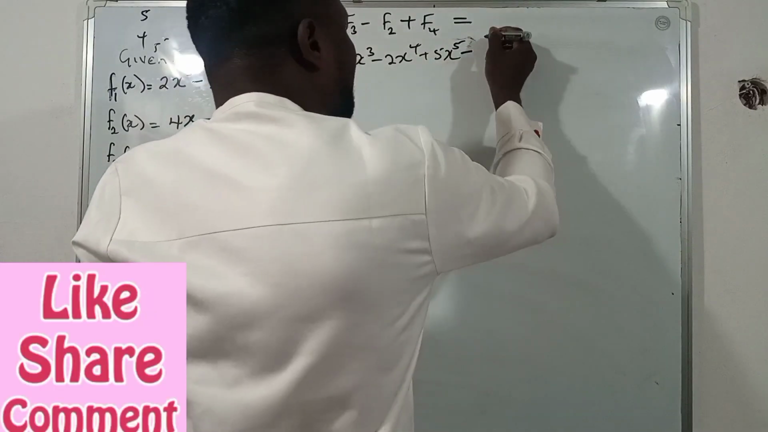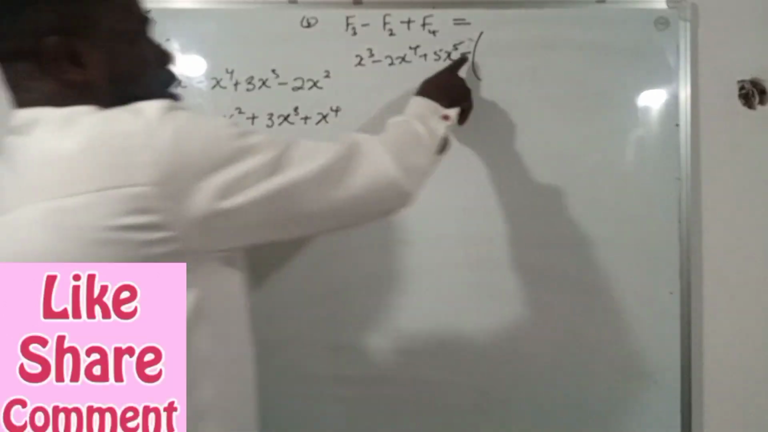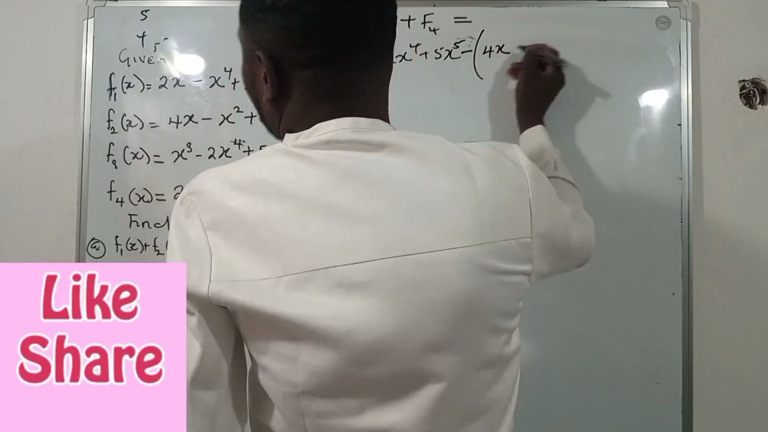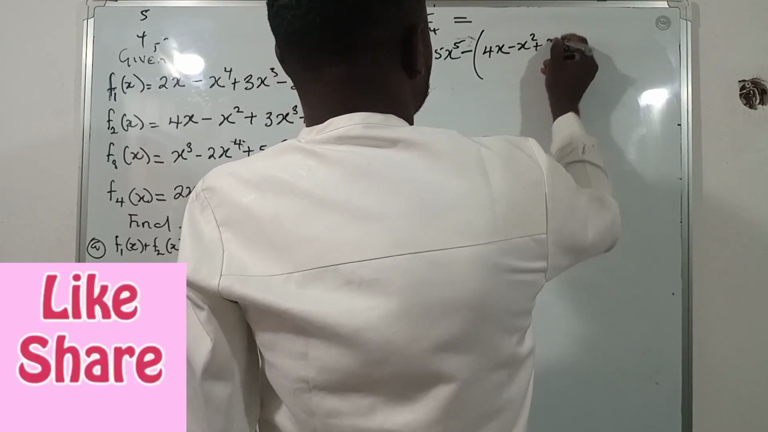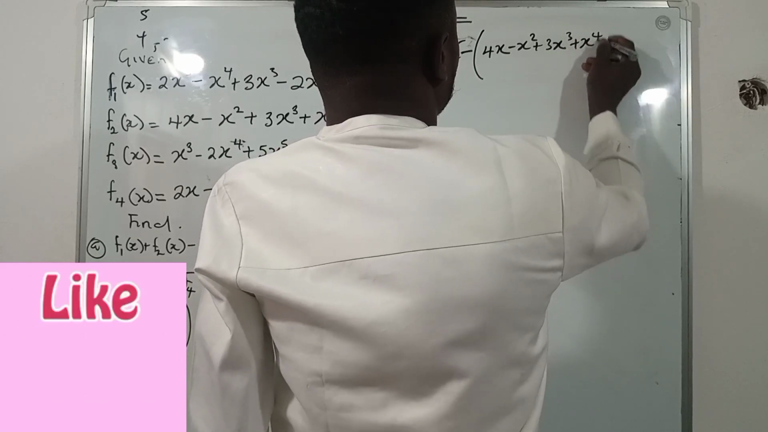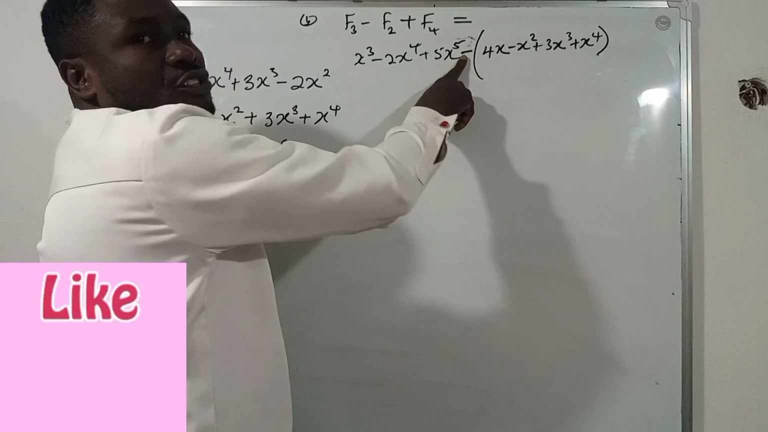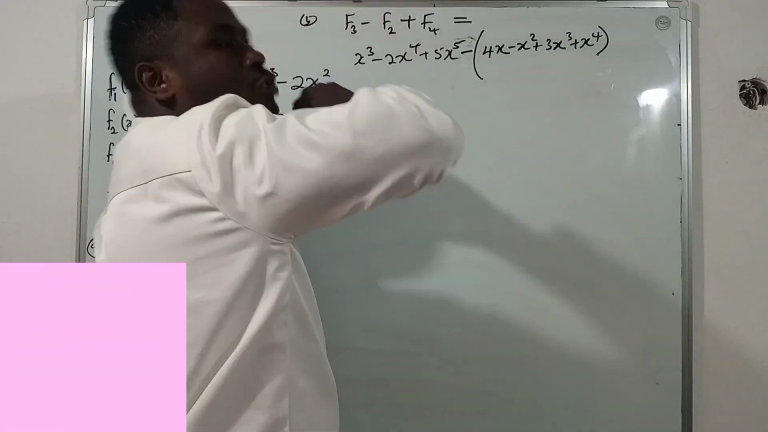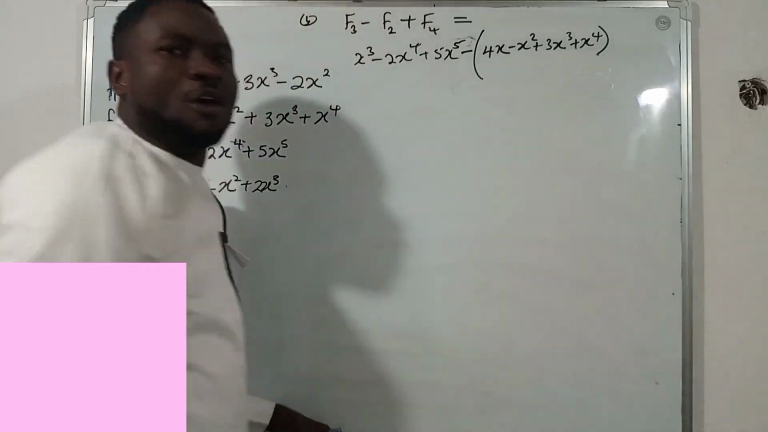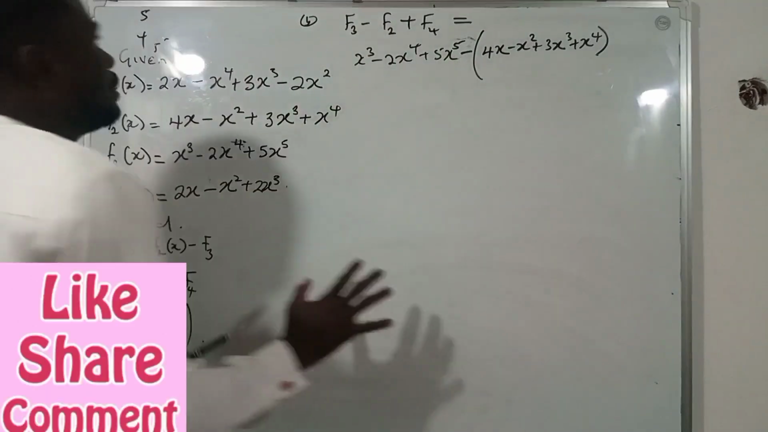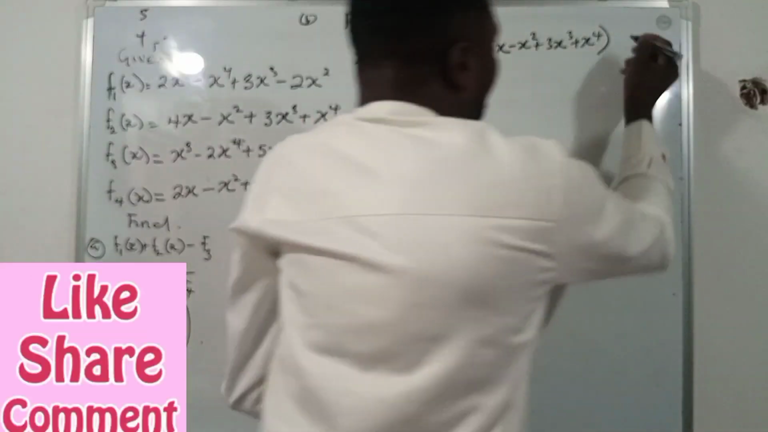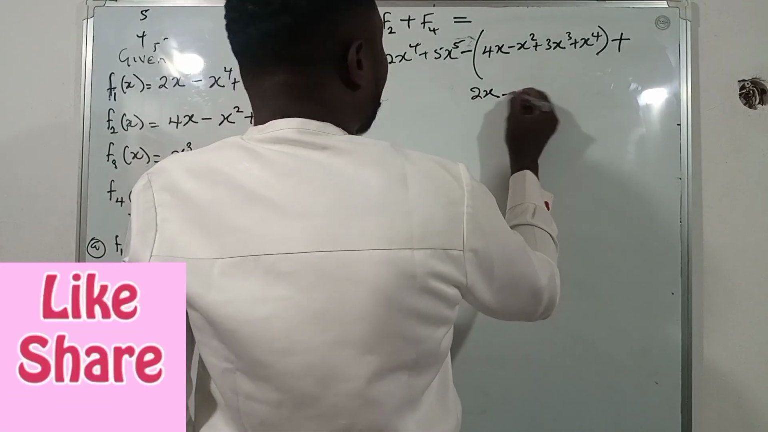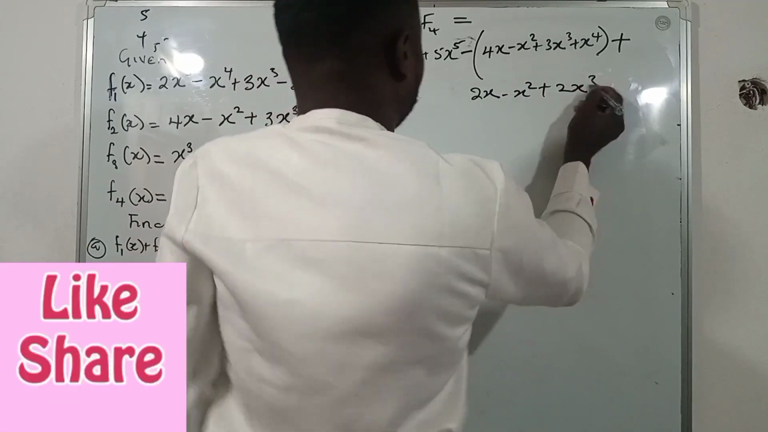Now minus, because it's a minus, we bring in a bracket, because this minus is to subtract everything that is in f2. So what is our f2? f2 is 4x minus x raised to the power 2 plus 3x raised to the power 3 plus x raised to the power 4. You close your bracket. The minus sign is to subtract everything here. If you do not indicate your bracket, it will look as if the minus sign is subtracting only the first term of f2. The formula says plus. So we bring in the plus sign, and then the next is f4. f4 is 2x minus x raised to the power 2 plus 2x raised to the power 3. That is f4.